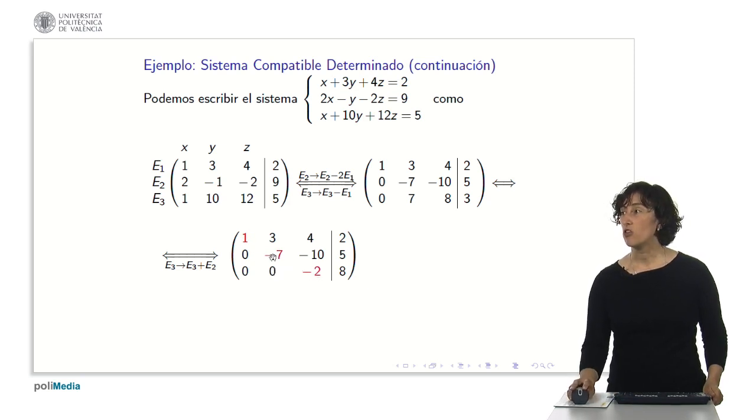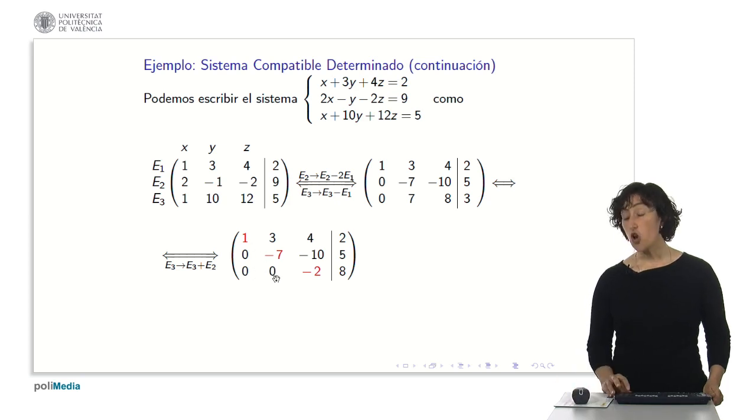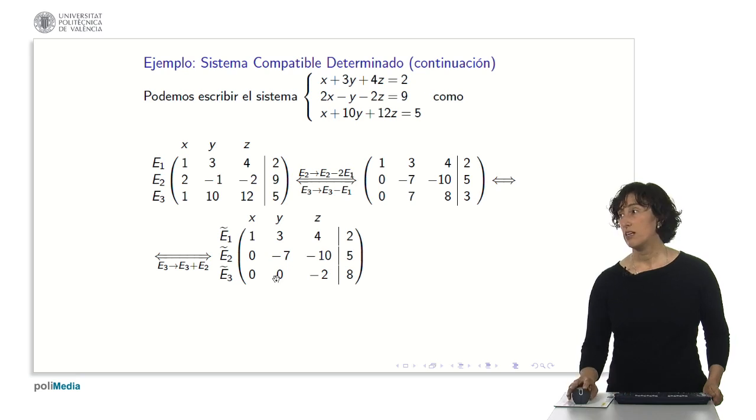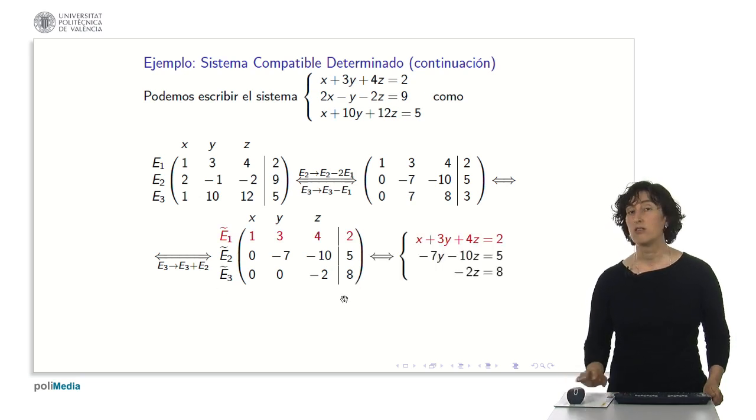Once I have zeros below that line, these three zeros here, we transform it again into equations. This will be the new equation 1, the new equation 2, and the new equation 3 of the new system that is equivalent to the previous one. As you can see, x plus 3y plus 4z equals 2, minus 7y minus 10z equals 5, and minus 2z equals 8, a system equivalent to the previous one.